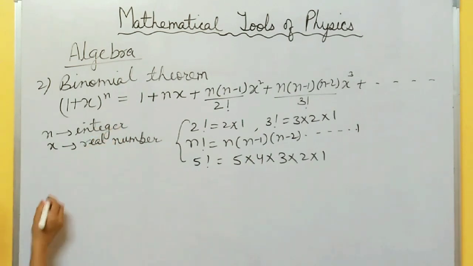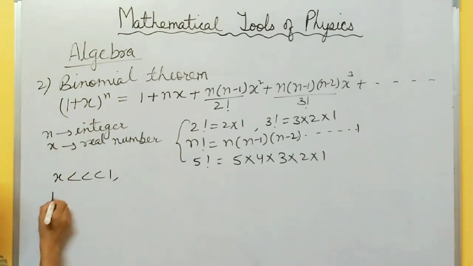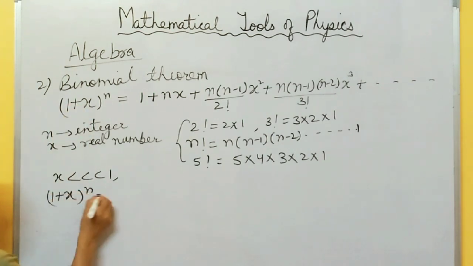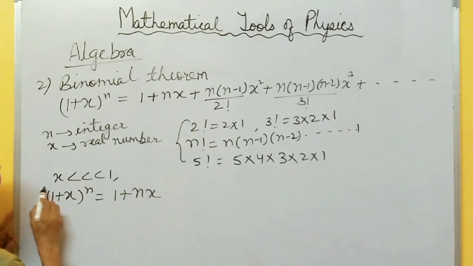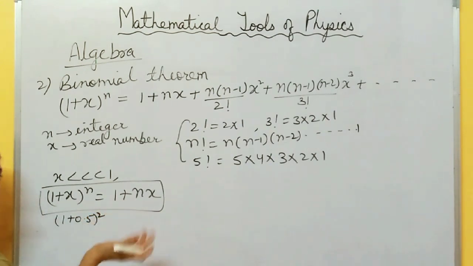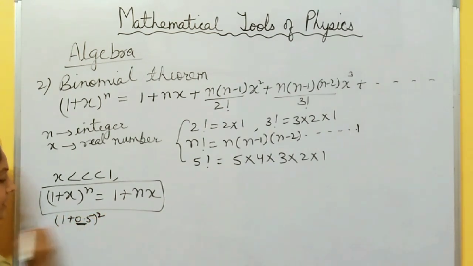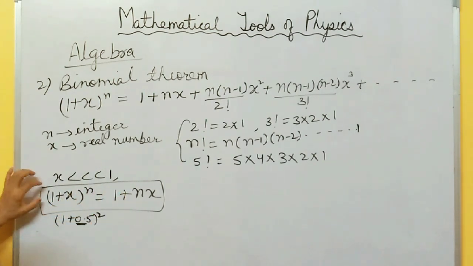And again, if x is very much less than 1, in that case this expression 1 plus x to the power n becomes equal to 1 plus nx. Only 2 terms you write, 1 plus nx. This formula is only valid if the value of x is less than 1. For example, 1 plus 0.5 to the power 2, 3, any power. Here this value is less than 1, so you can directly use this formula 1 plus nx. This formula is very useful in gravitation chapter number 8. Please note down.